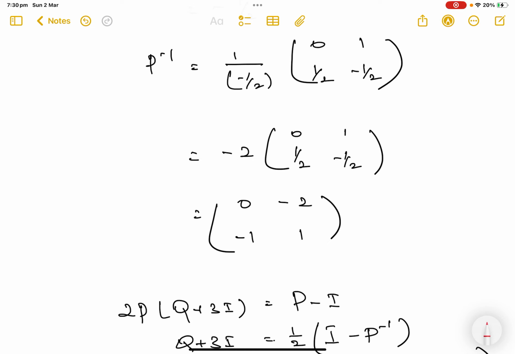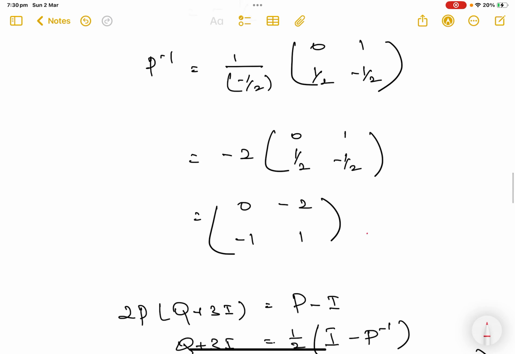Then the outside becomes 2 over minus 2 times 0, 1, half, minus half, and we multiply each component by minus 2. So 0 times minus 2 is 0, 1 times minus 2 is minus 2, half times minus 2 is minus 1, and minus half times minus 2 is 1. So that is P inverse.